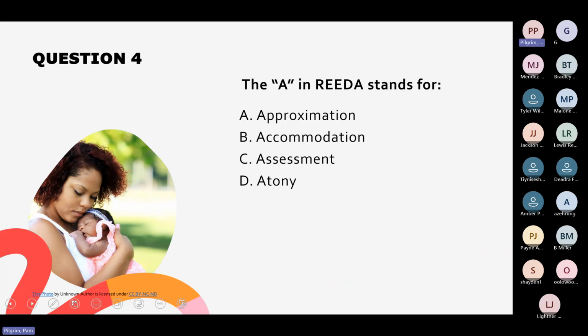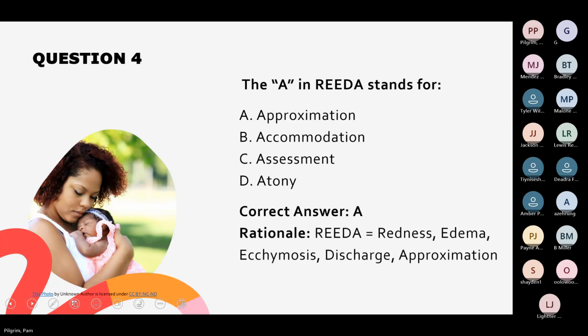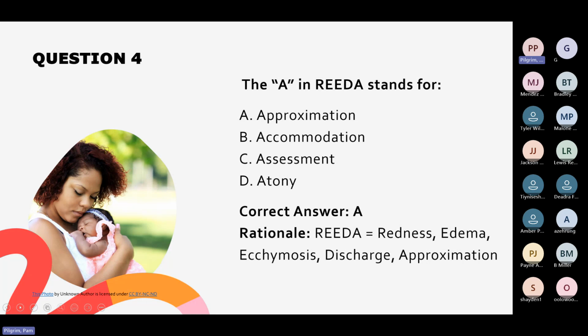All right, so the A in REEDA stands for what? What does the A stand for? A stands for approximation. So REEDA is redness, edema, ecchymosis, discharge, and approximation.